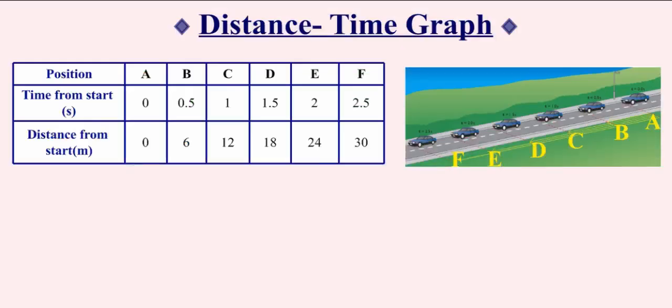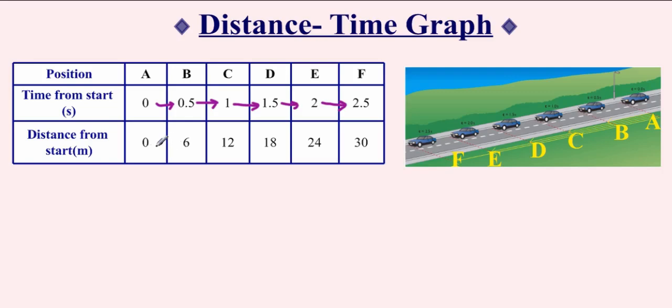Now we're going to organize this data in a table. In this table we have the position, the time from the start and the unit is second, and the distance from the start and the unit is meters. We notice that the time from A to B is 0.5 seconds, and from B to C also 0.5 seconds. From C to D, from D to E, and from E to F is also 0.5 seconds.